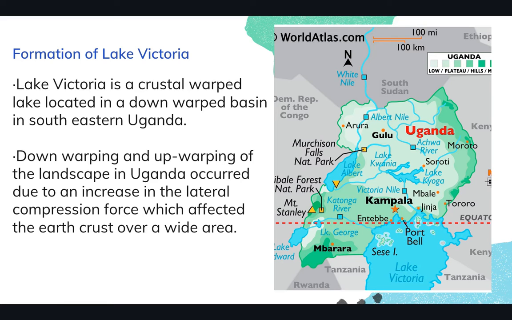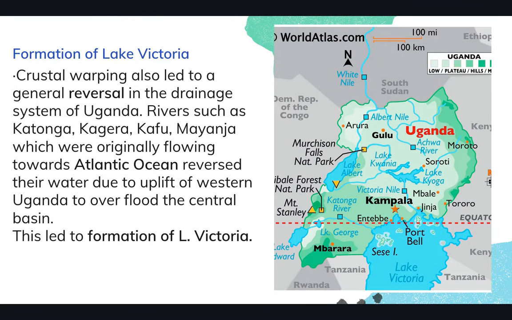What do we mean here? That due to the upwarping and downwarping process, we see different forces acting on the same piece of land, forcing one side to move up and the other side to move down. That causes what we call a basin, which is filled by water, and later we get a lake.